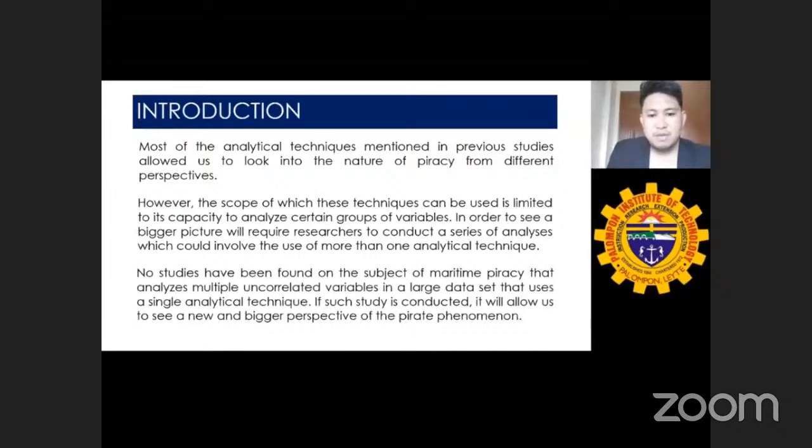No studies have been found on the subject of maritime piracy that analyze multiple uncorrelated variables in a large dataset using a single analytical technique. If such a study is conducted, it will allow us to see a new and bigger perspective of the pirate phenomenon.